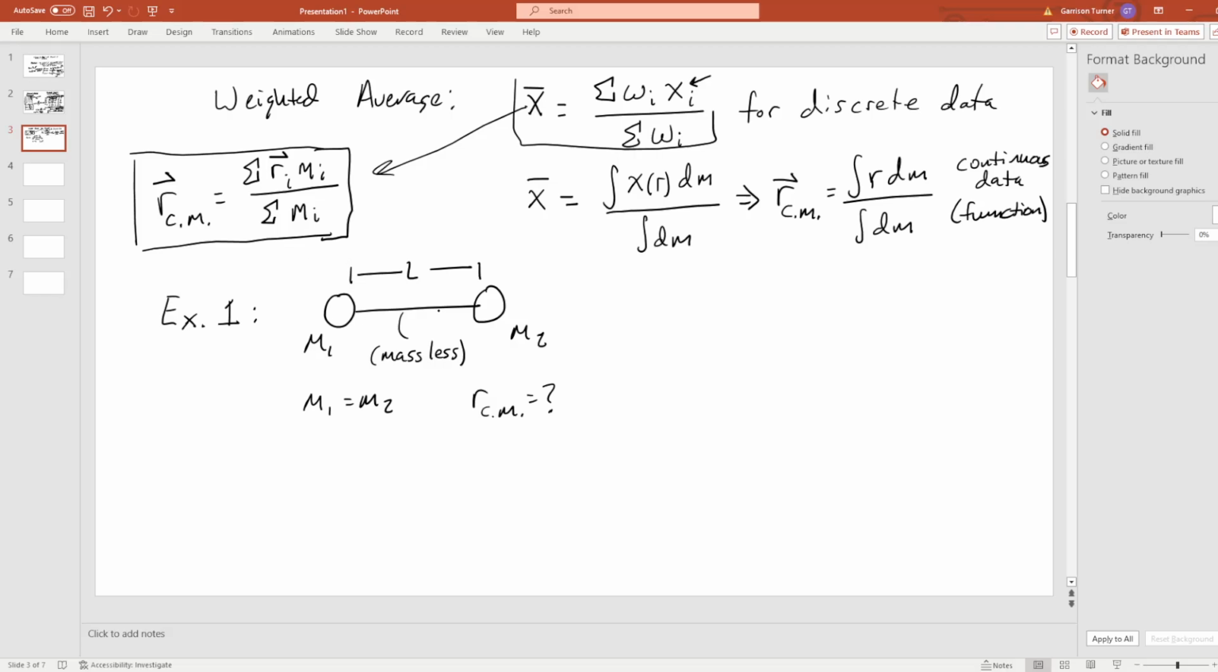Now, if these spheres are identical, then we would predict that the center of mass ought to be right in the middle. It's the balancing point. That's not necessarily true, but for symmetric situations it is. So our center of mass prediction is that it's right in the middle. So is this true?